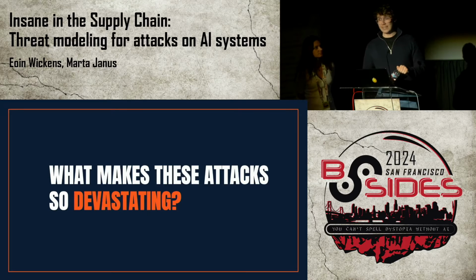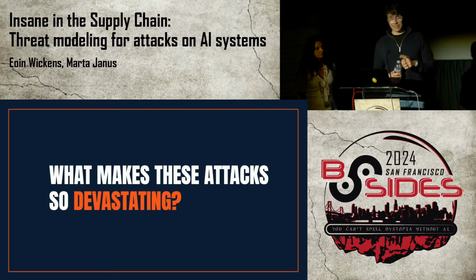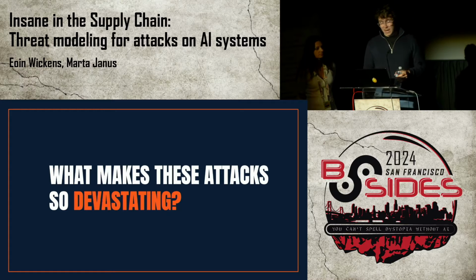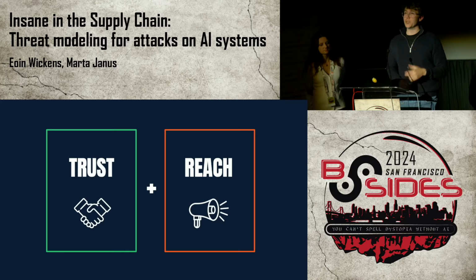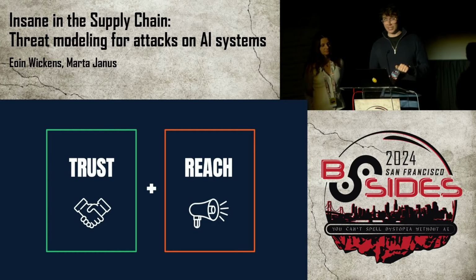So what makes these attacks so devastating? And what is the common denominator that is making these attacks ultimately so successful for the adversary? There are two key things. One is the trust between the producer and the consumer, and the other is the reach. So this is the one-to-many relationship between the producer and consumer. This can make anything from a platform or product that is used across the industry a really lucrative target for the adversary.